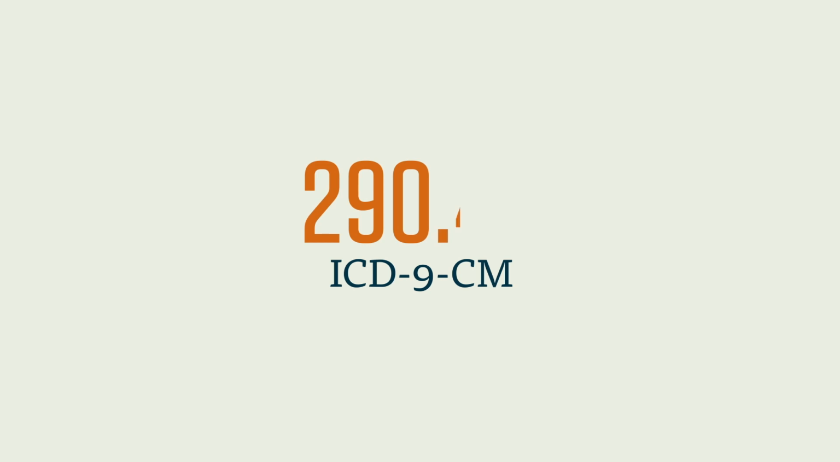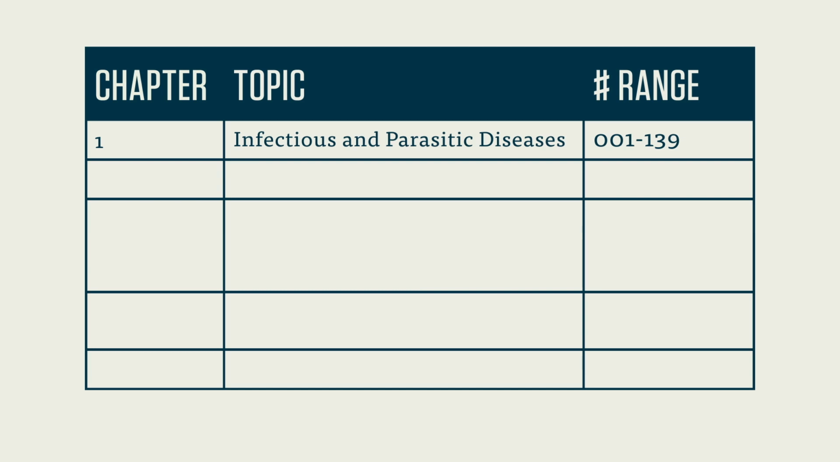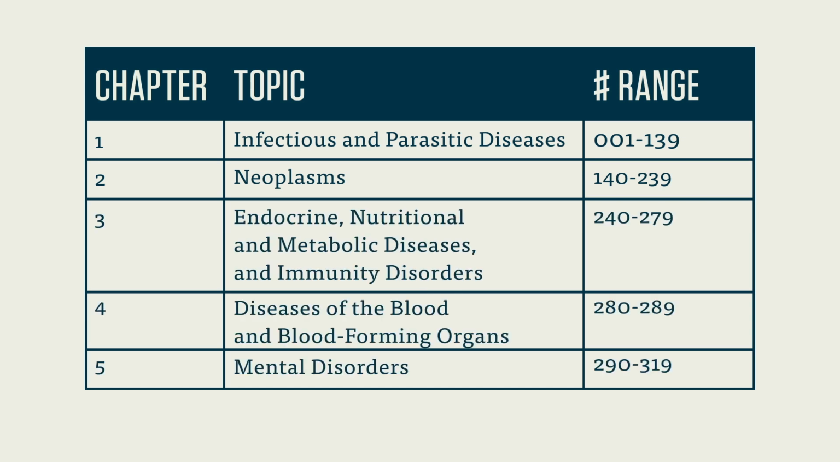ICD-9-CM codes are 3 to 5 characters long and are primarily numeric. The code set is divided into chapters, each of which focuses on a certain type of illness or injury. For example, Chapter 1 contains diagnosis codes for infectious and parasitic diseases. Chapter 2 contains codes for neoplasms. Chapter 5 has codes for mental disorders, and so on.